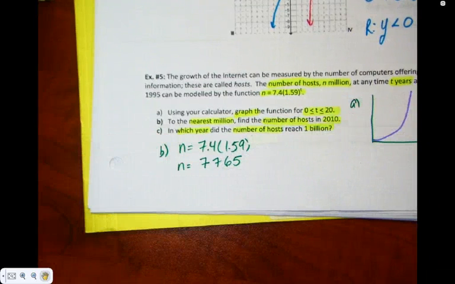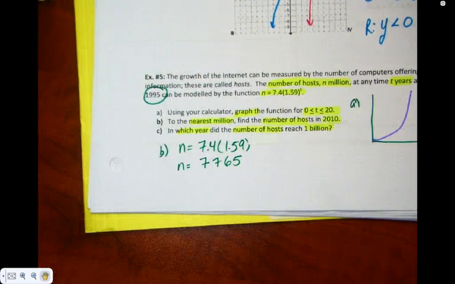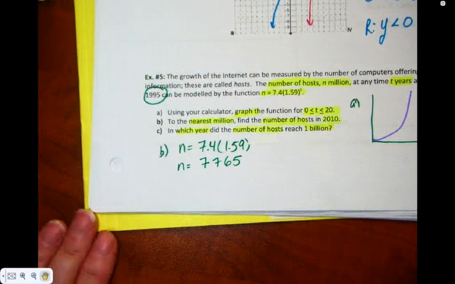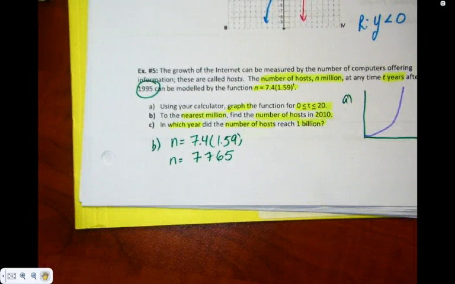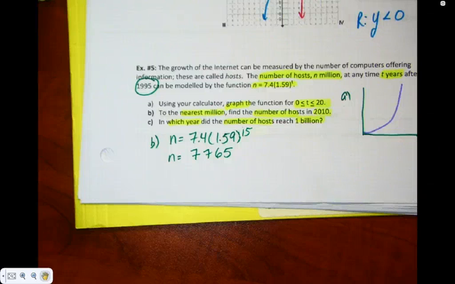Okay, what did we do wrong there? We didn't account for... Yeah, see, because I didn't highlight it. Yeah, so not from year 0, from year 1995. So if we're going to 2010, what should our exponent be? Good catch, high five.